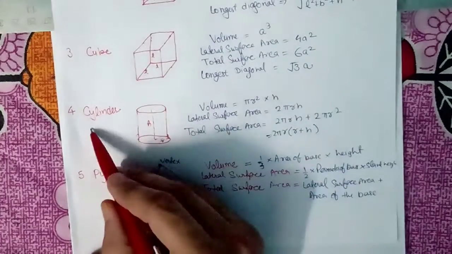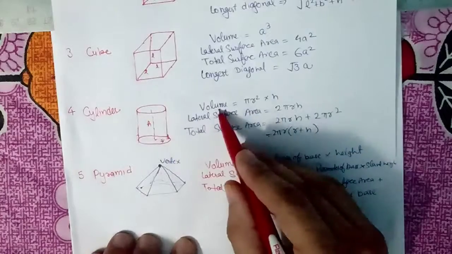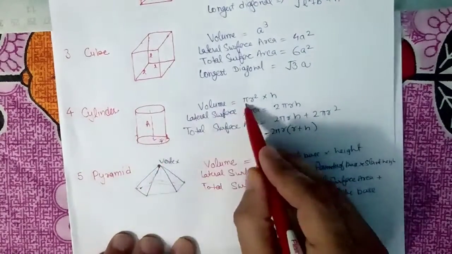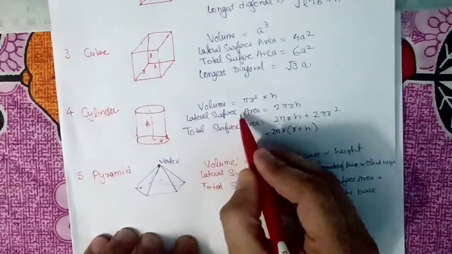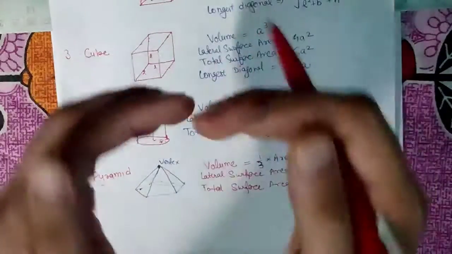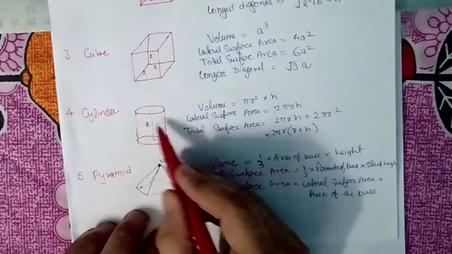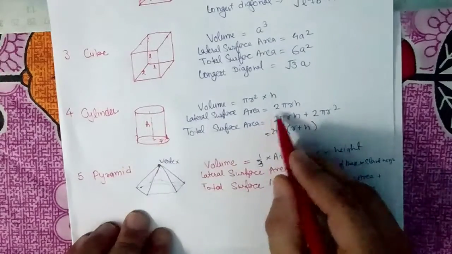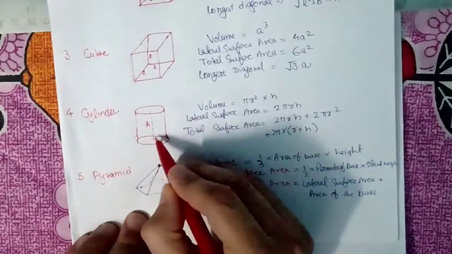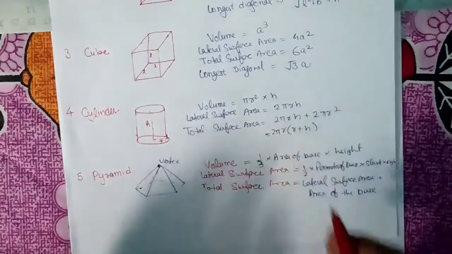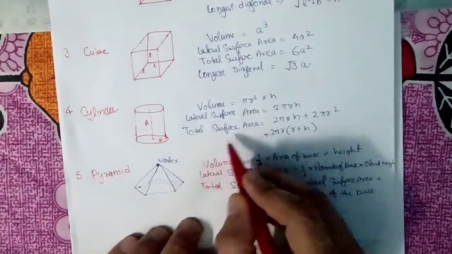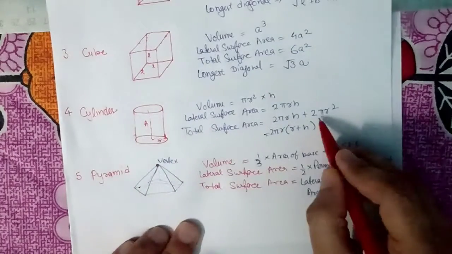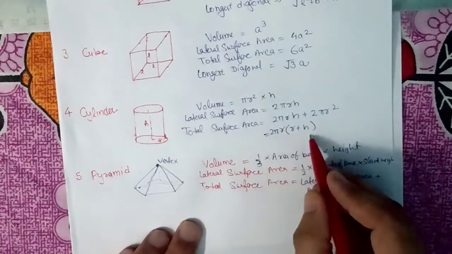Now we have another structure, the cylinder. In a cylinder, the volume is equal to the area of the base into height, pi r square into h. The lateral surface area, this cylindrical part apart from the base areas, is equal to 2 pi r into h. Total surface area is this area plus the area of the two bases, so plus 2 pi r square, which is 2 pi r into (r plus h).